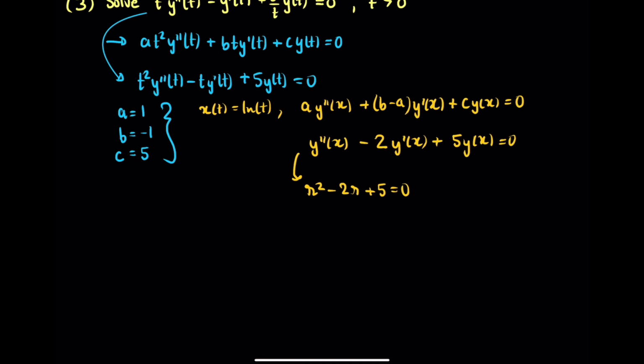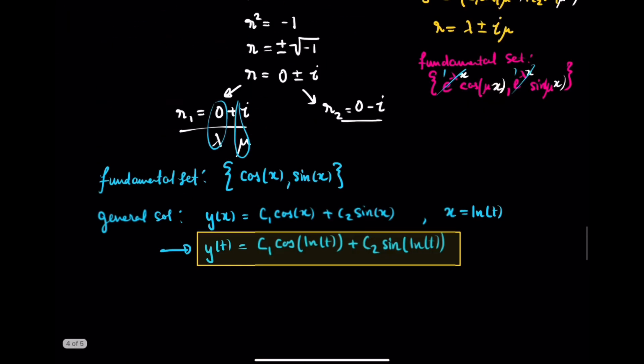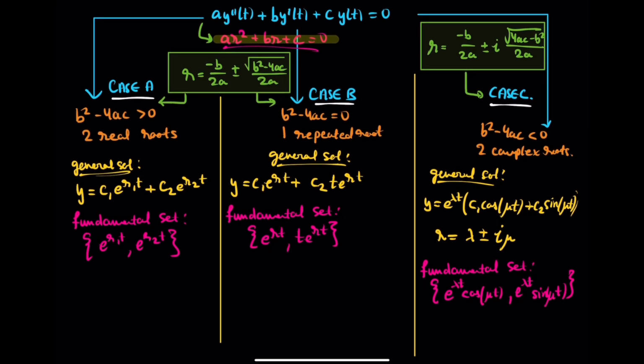And again, if we put this into the quadratic formula, r equals minus b plus or minus the radical of b squared minus 4ac, over 2a. So then minus b is 2, plus or minus the radical of b squared, which is 4, minus 4 times 1 times 5, over 2. As you can see, b squared minus 4ac is less than 0, so we're going to have two complex roots. This is case C. So let's go to our map, and look, case C, this was everything we knew about that.